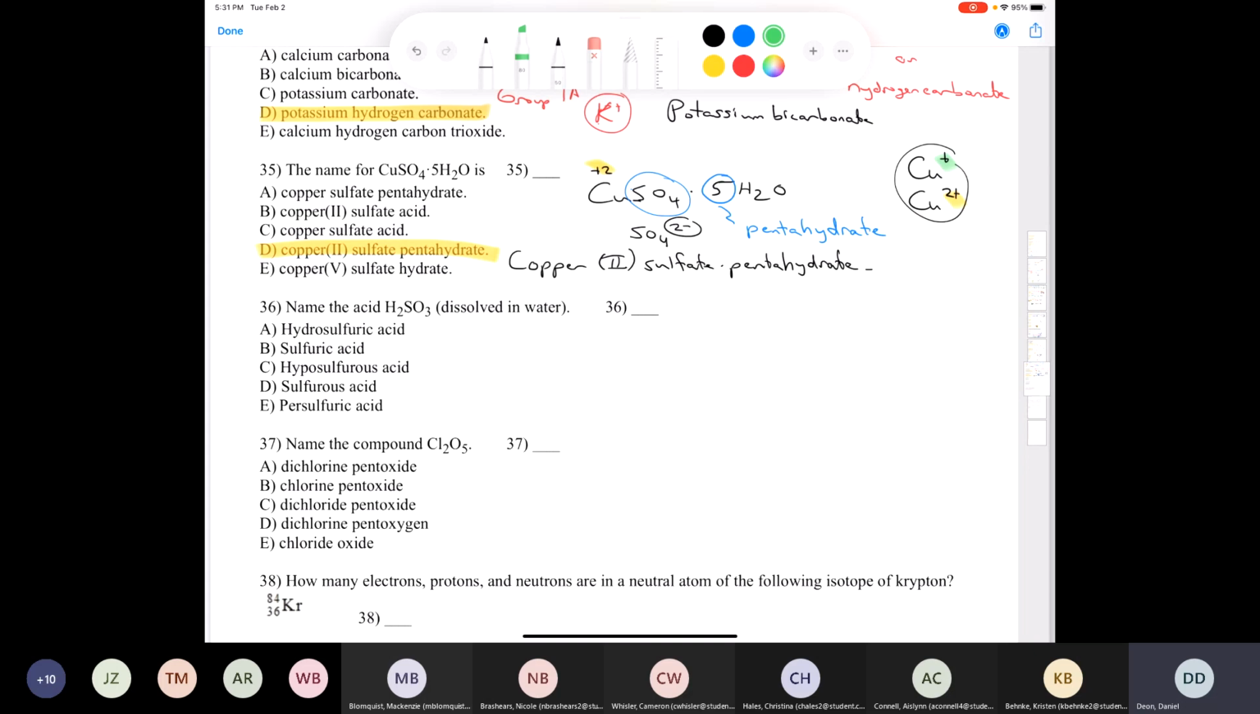All right, next one deals with acid nomenclature. So if you take H2SO3 and you dissolve it in water, what's it called? Well, let's try a little practice here. If you have H2SO4, and I dissolve it in water, I put a little aq next to it, could anybody tell me what H2SO4 is? It's one of the main acids that you have to memorize in general chemistry.